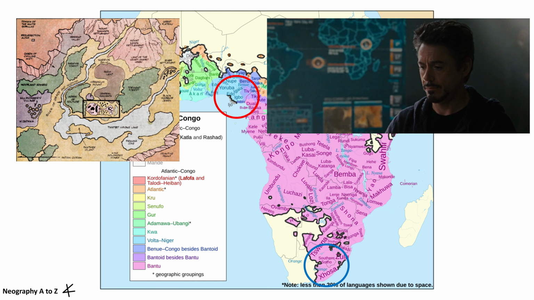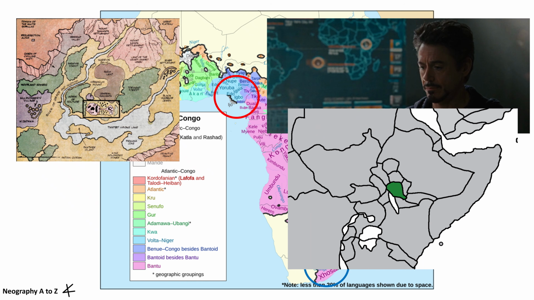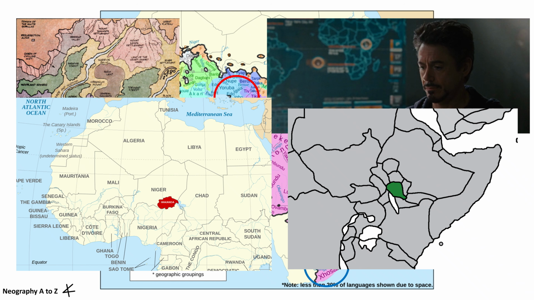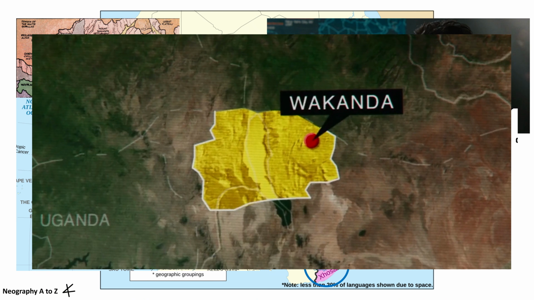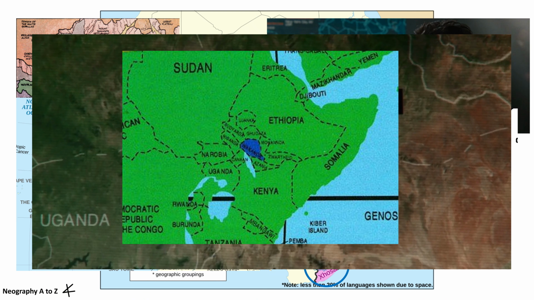This one from the comic book just sort of gives us a general geographic idea of what Wakanda looks like. This map puts it similar to the movie. This one puts it in a totally different location, closer to where Igbo is spoken, in northern Nigeria or southern Niger. This one puts it near Uganda. And finally, this one puts it way up near Kenya and Ethiopia.